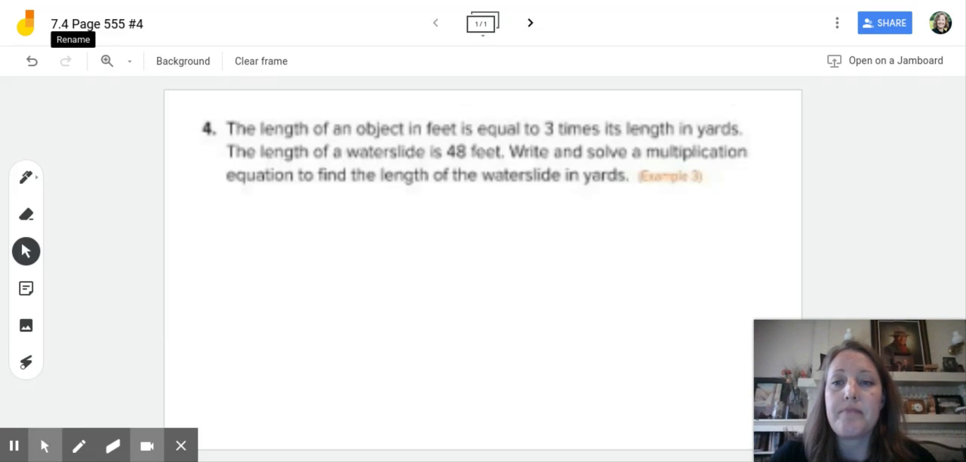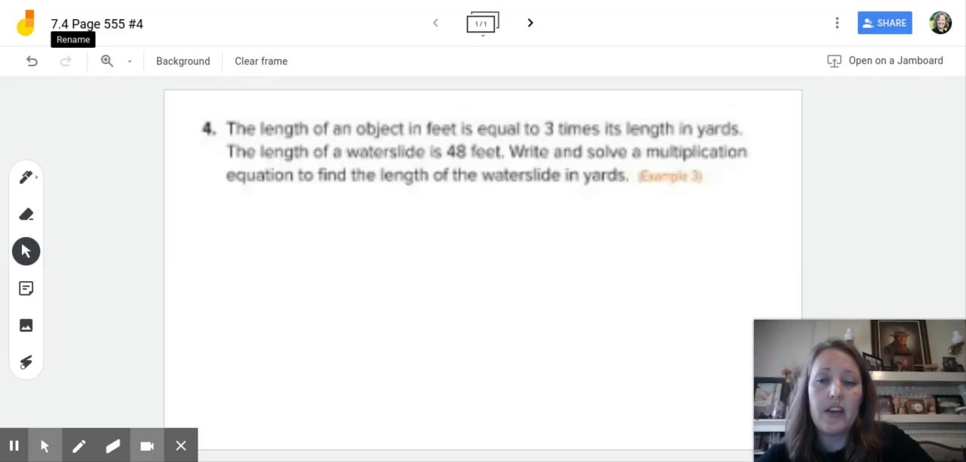Okay. So this is just saying, the conversion factor that there are 3 feet in a yard, right? And so we're taking advantage of that conversion factor to write this equation. So we know the length of a water slide is 48 feet. And we want to basically write and solve the equation to find the length in yards, right?